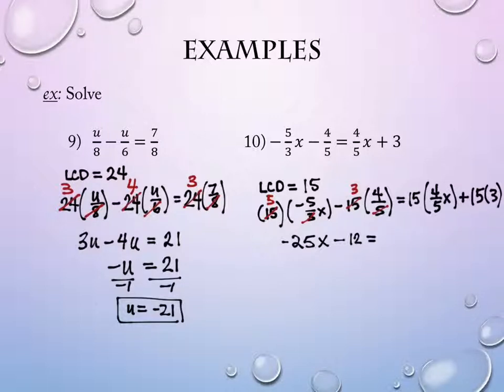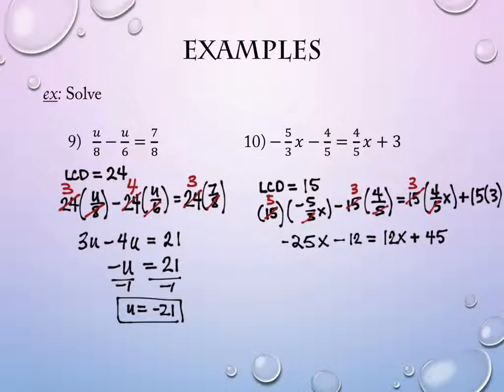Okay, I still have on the next one the same thing, actually, the 15 and the 5. So that's another 3. So 12x. And then 15 times 3. You guys know what that one is? That one is 45. You got it.